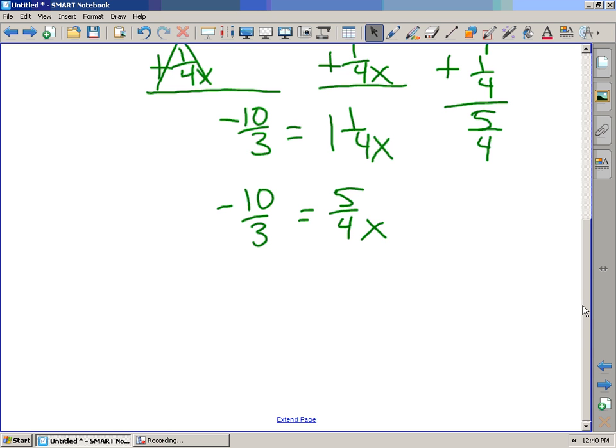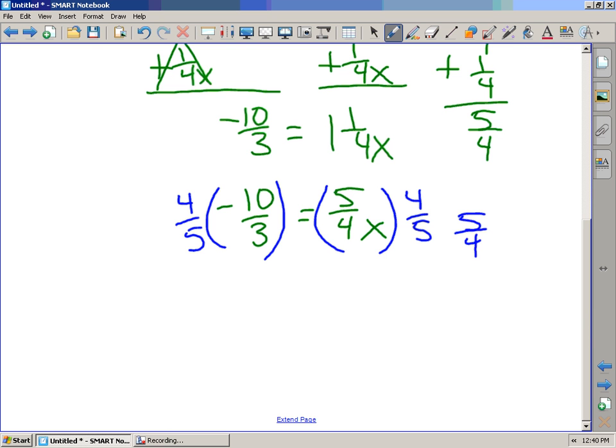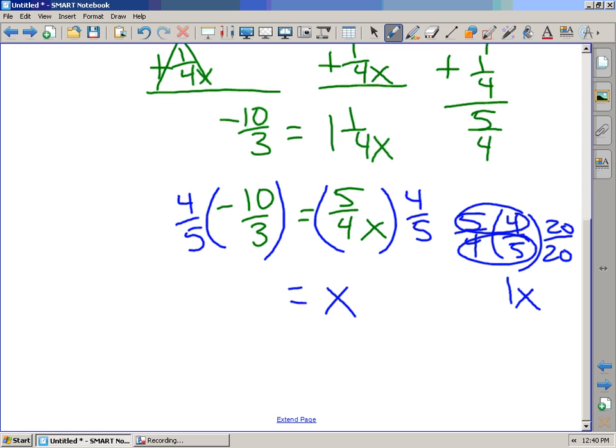The reason I like to have it as an improper fraction is so that I can use the reciprocal to get the x alone. On this side, I multiplied 5/4 x times 4/5. And when you multiply 5 times 4, you get 20. When you multiply 4 times 5, you get 20. So we get a value of 1, and we put that beside our x. So we're left with 1x on the right side.